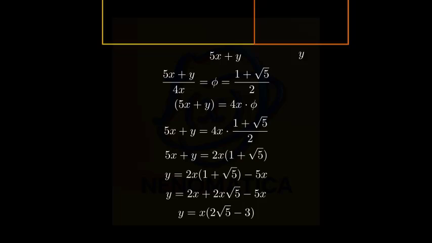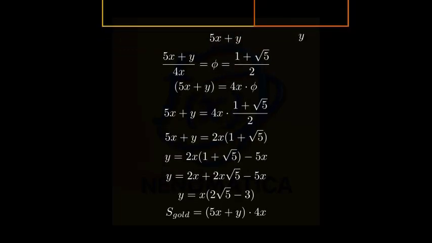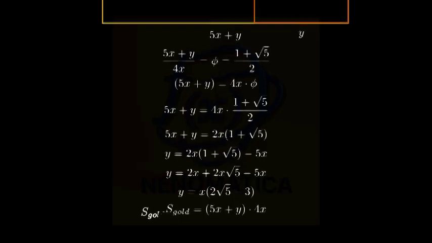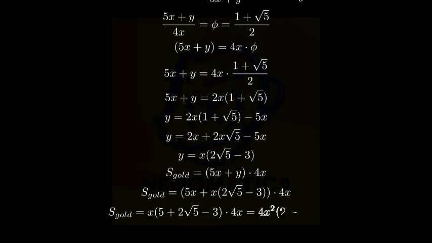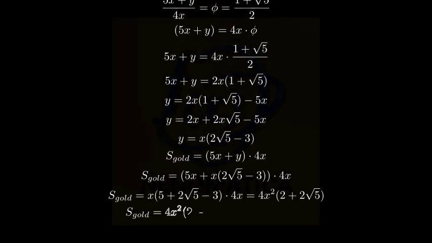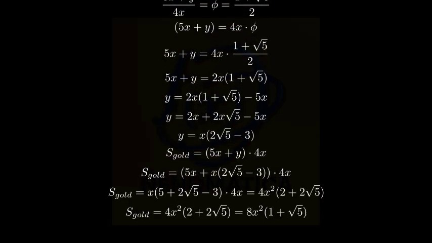Now we can calculate the area of the golden rectangle. The area is the product of its length and width, which is (5x plus y) times 4x. Substituting our expression for y, we get (5x plus x times (2 square root of 5 minus 3)) times 4x. This simplifies to x times (5 plus 2 square root of 5 minus 3), which equals x times (2 plus 2 square root of 5), multiplied by 4x. So the area of the golden rectangle is 4x squared times (2 plus 2 square root of 5).